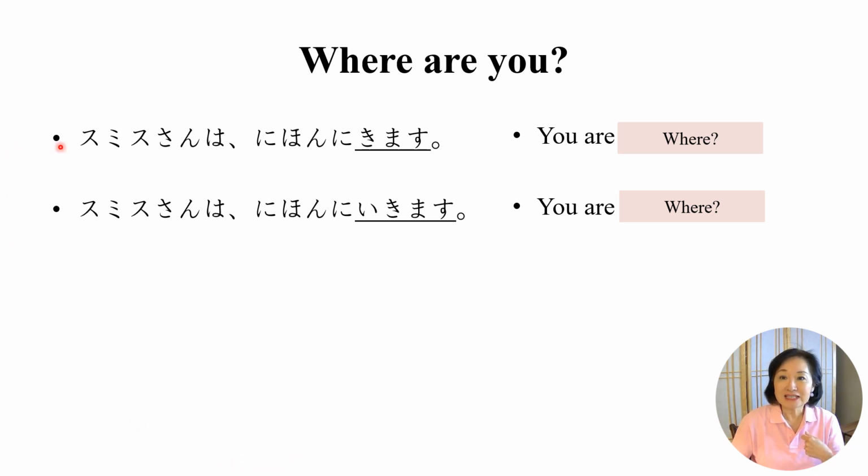So let's take a look at this sentence. スミスさんは日本に来ます。When you say this sentence, where are you? You are in Japan, waiting for Smith-san to come. How about this one? スミスさんは日本に行きます。Where are you? You are not in Japan. You are probably standing right next to Smith-san and then telling everybody that, hey, Smith is going to Japan. I wish I could go with him.